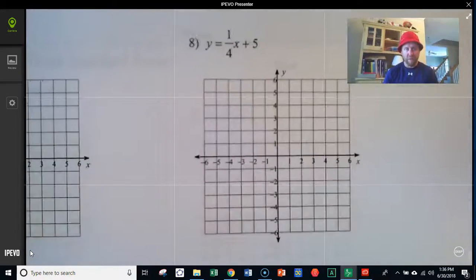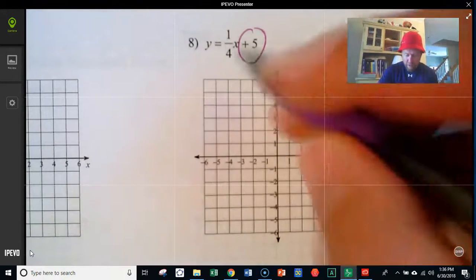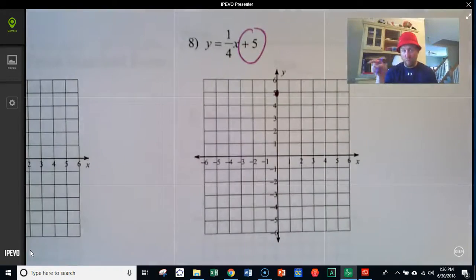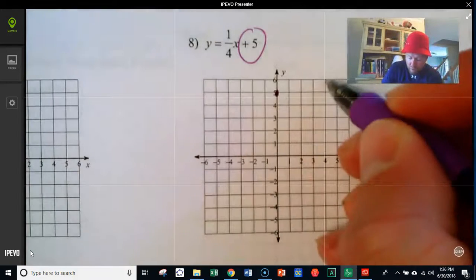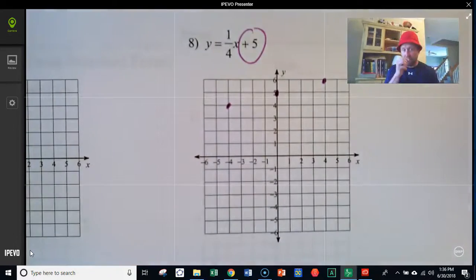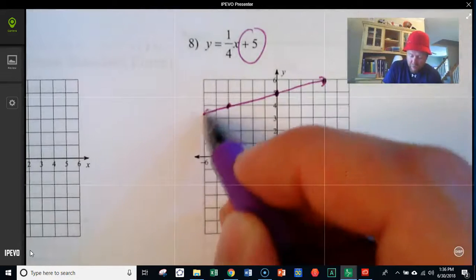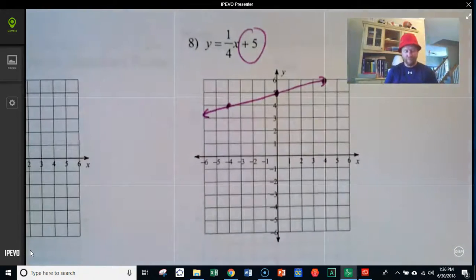And let's see, here we have our y-intercept is positive 5, so put that right here. Our slope is 1/4, so that's up 1, forward 4. So here we go here, and then going in the opposite direction, it's down and back. And those are as many points as we can plot here, so we're just going to connect them with the best line we can. There we go.